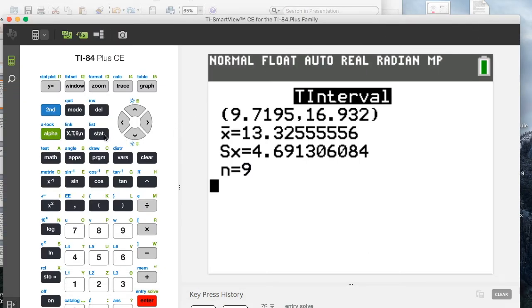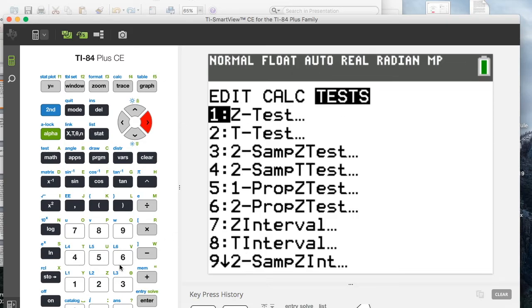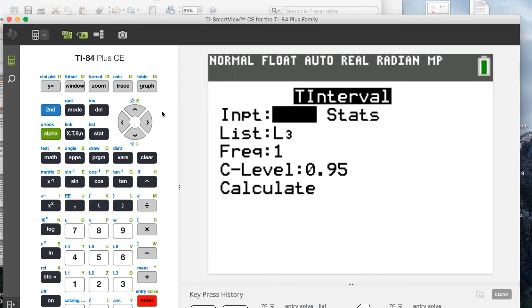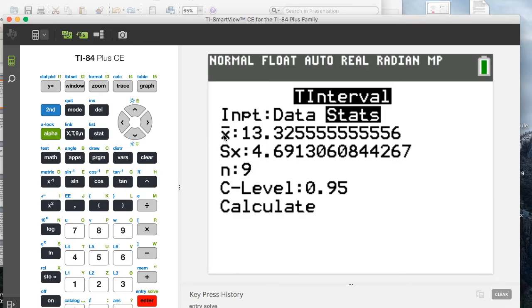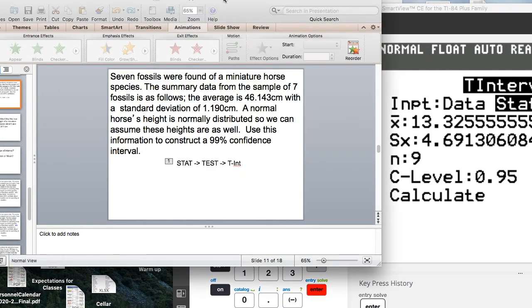Now this time, when I go to stat, test, number 8, it's the T interval. This time I want to highlight stats. So now it's asking me for those pieces. It's asking me for the average, asking me for the standard deviation. So I'll move this over a little bit just so I can see my values.